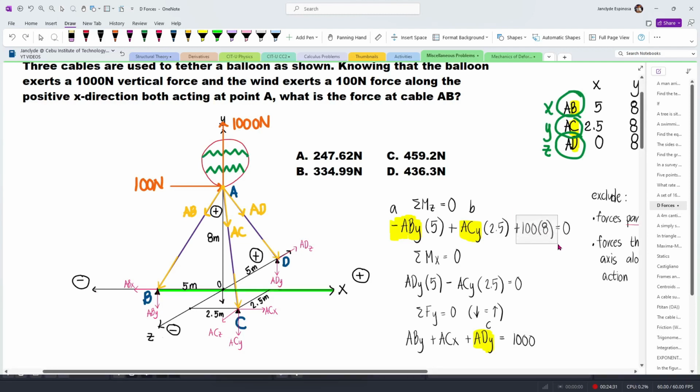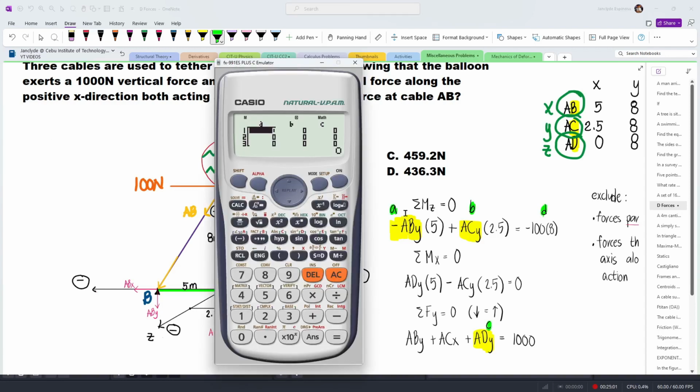Let's move this to the right side. This will become minus 100 times 8. So minus 100 times 8, this will define our D. So we have here, for A, a coefficient of negative 5, so minus 5, and then plus 2.5 for B. And then for C, since it corresponds to AD, and we don't have any expression containing AD right here, the coefficient will just be 0. And then for D, we have minus 100 multiplied by 8.